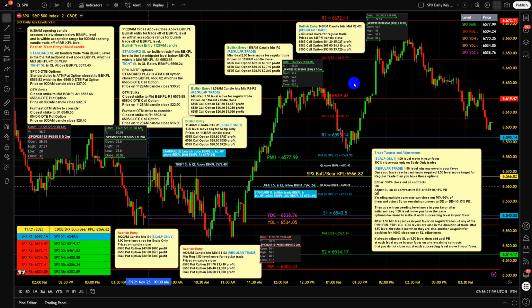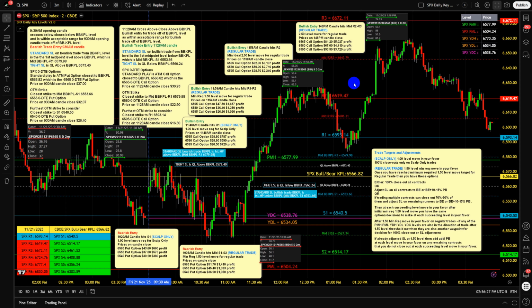Now with this indicator, another point I want to make is that you can also use 1 DTE options with this indicator if you prefer those over 0 DTE. You would not want to use anything outside of 1 DTE, because with this indicator it is a day trading indicator, and with that you are going to be opening and closing all of your positions within the same session, regardless of whether you're using 1 DTE or 0 DTE.